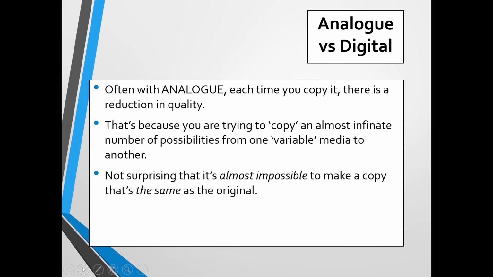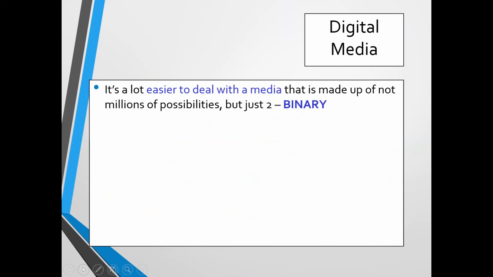So often with analog, each time we copy it, we notice that the quality reduces. Be it a photograph, the moment you take another photo of it, the quality reduces. This is because you're trying to copy an almost infinite number of possibilities from one variable medium to another. So it's not surprising that it's almost impossible to make a copy of the same original. It's just like if you have that painting and you want to make a copy of it. It is very tough unless you get another painter to come and paint a similar painting. Otherwise, the best we advise is to convert it first to digital, then make a photocopy. However, notice that the quality will greatly reduce.